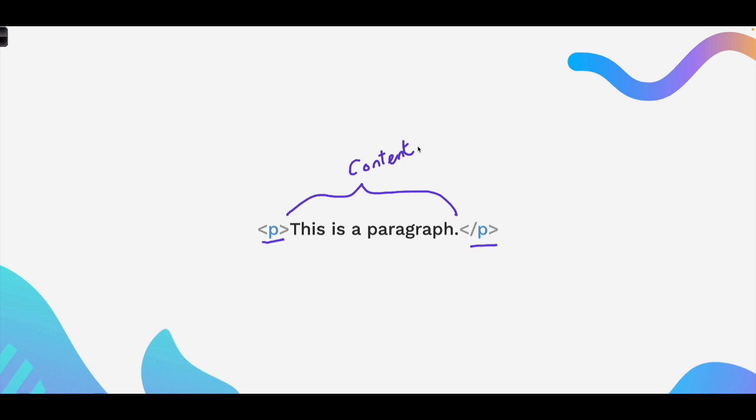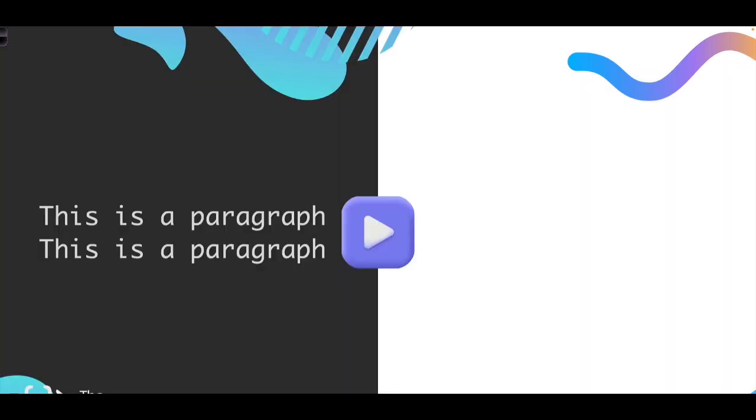Now, the reason why we need a paragraph tag is because if you just had plain text in your HTML document, when you run the code and you see it on a website, what you'll see is something like this. The text runs into each other onto the same line, and you can't actually tell where one paragraph begins and where the other ends.